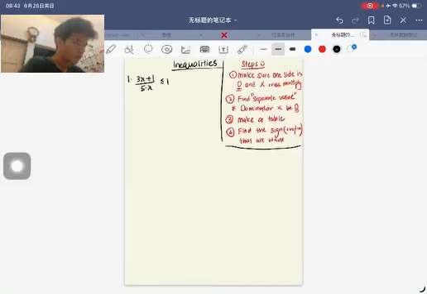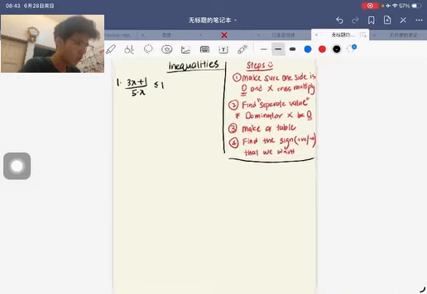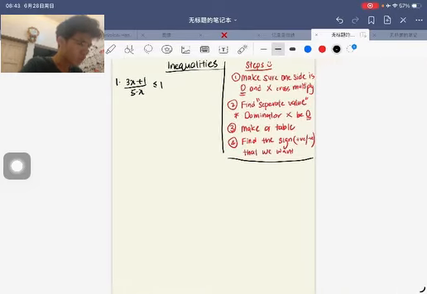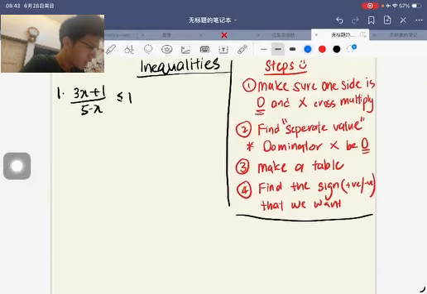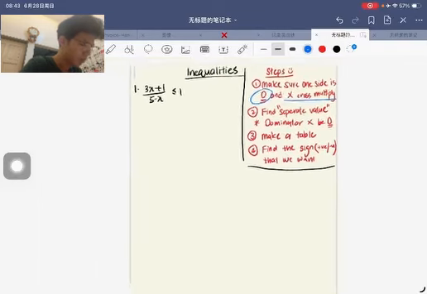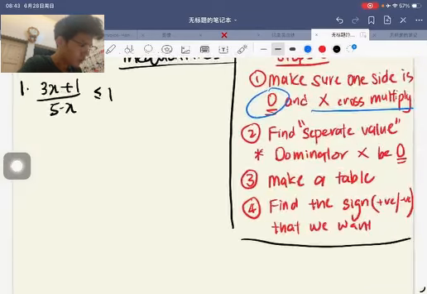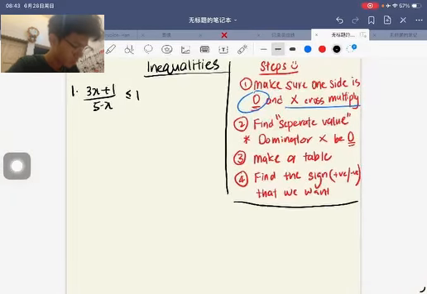Okay guys, today we will do an inequalities question, and don't worry, we will go through it one by one. So first of all, we look at the step. Make sure one side is 0 and don't cross multiply. So you need to make sure one side is 0, so I put like this.